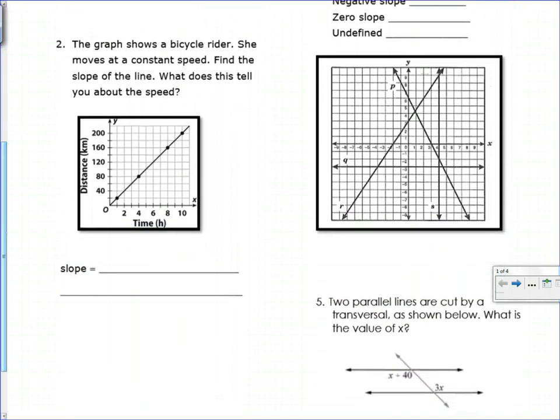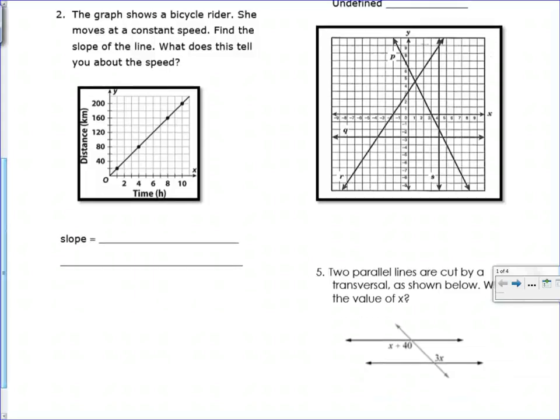Number 2. The graph shows a bicycle rider. She moves at a constant speed. Find the slope of the line. What does this tell you about the speed? So again, they've given us points this time. It doesn't matter which 2 points you use, the slope will always be the same between any 2 points.